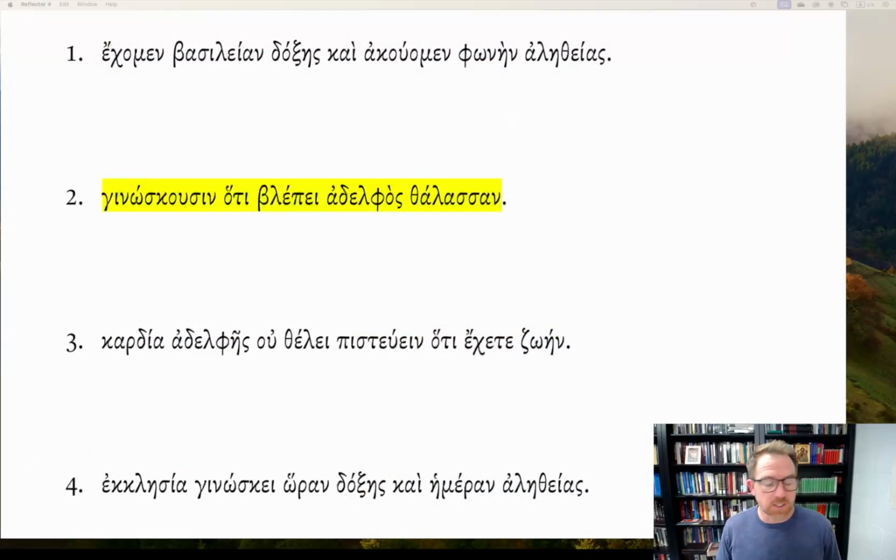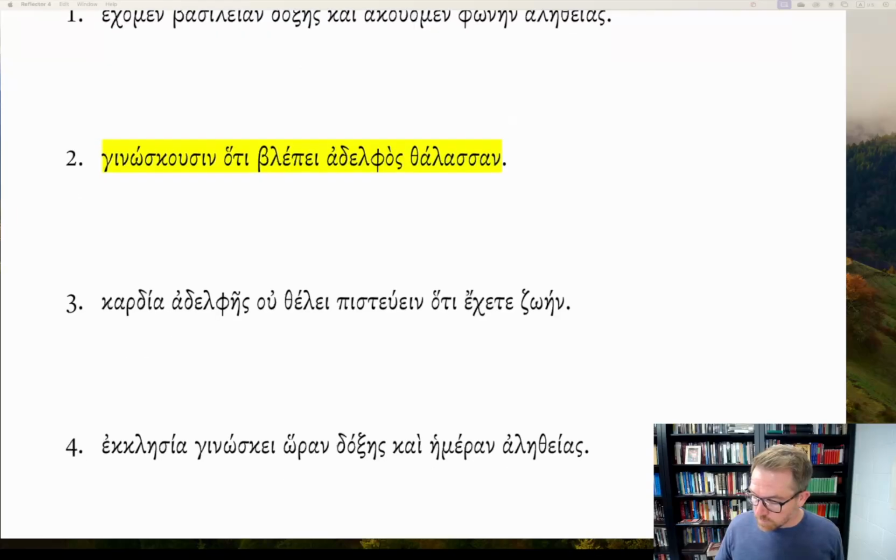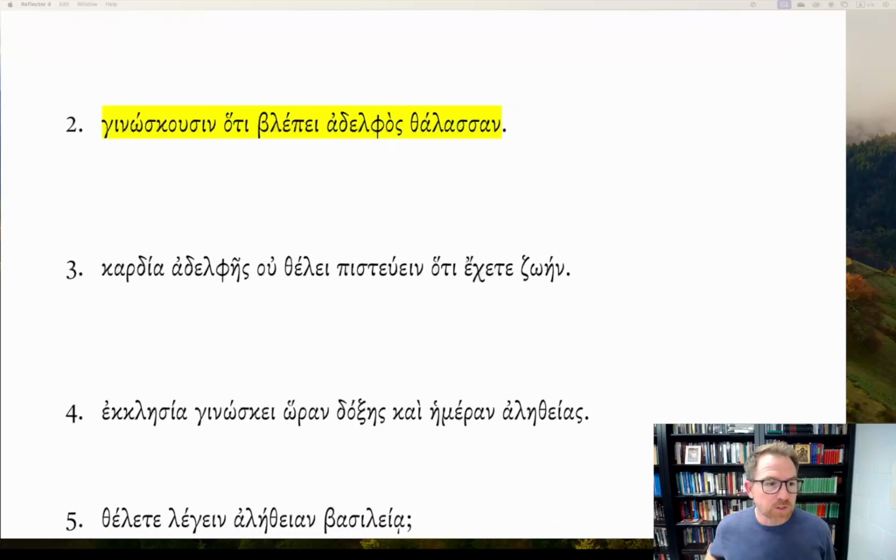with these sentences. I want to start with sentence number 2 in the practice and review. Read it in Greek first. Ginoskousin hoti blepei adelphos thalassan. Now, our tendency is going to be to just translate left to right. And in this case, that wouldn't go too terribly for us. But let's break down the sentence parts that we know.